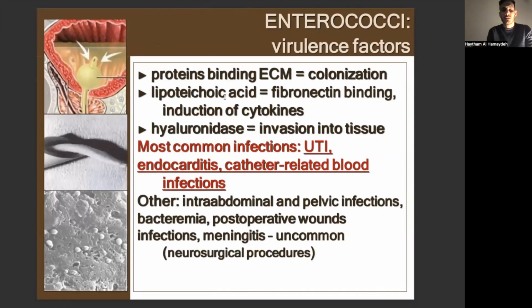Enterococcus virulence factors. So Enterococcus basically causes catheter-related blood infections. Also, UTI is a big thing. It has many virulence factors here, such as proteins binding the ECM, lipoteichoic acid for inflammation, hyaluronidase, and some other infections that can be caused by Enterococcus here.